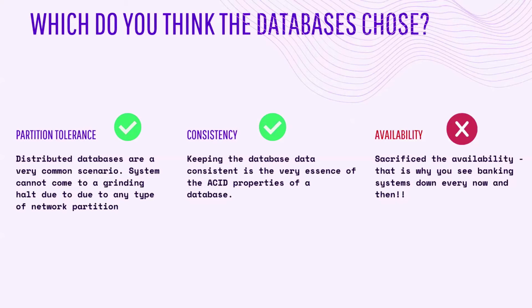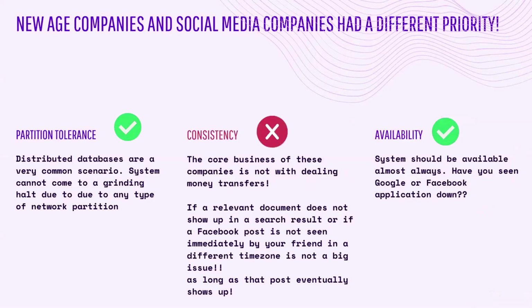That is why a lot of the times you see that banking systems are down. Every now and then the system is down, come back later, it's not available, because they're trying to be consistent. They're trying to enforce this consistency across all their data. And that is why they have sacrificed availability, because as I said, you can't get all three of them.